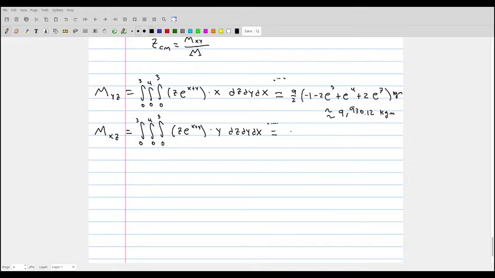But this ends up being exactly 9/2 times -1 plus e to the 3 minus 3 e to the 4 plus 3 e to the 7 kilogram meters, which is approximately equal to 14,153.4.